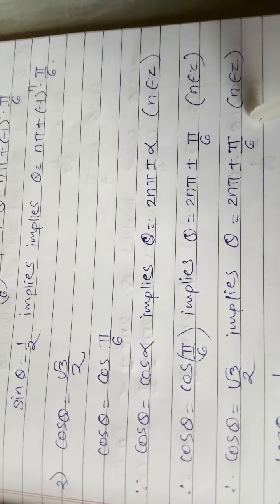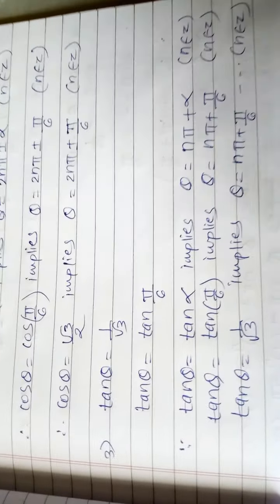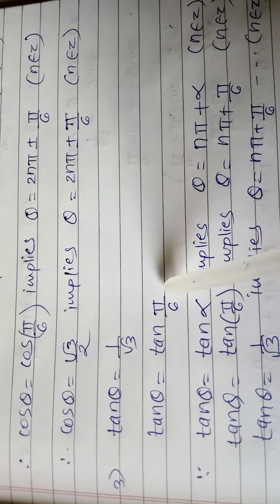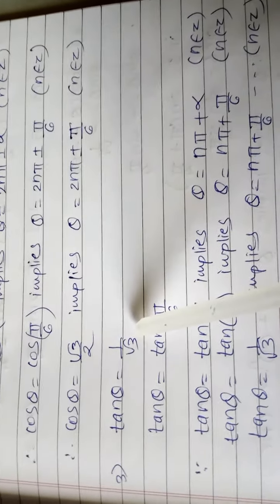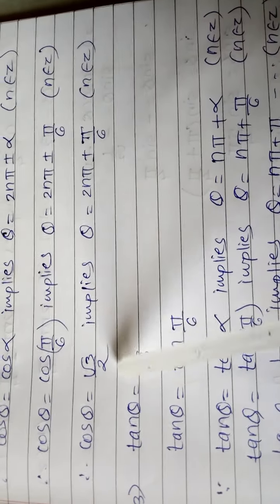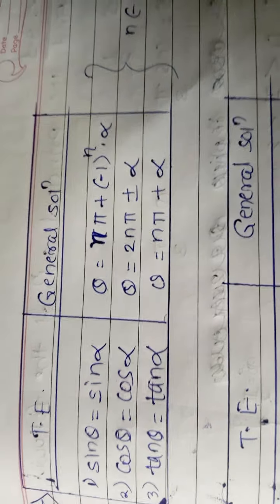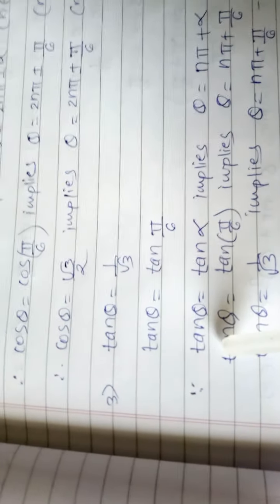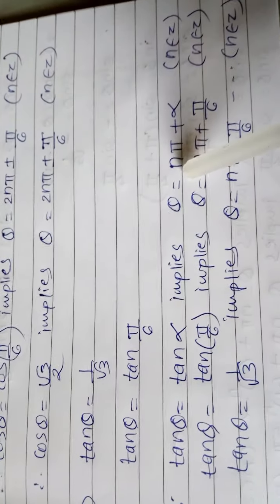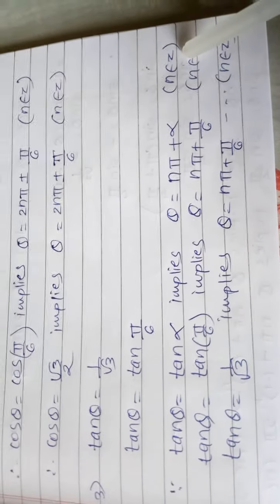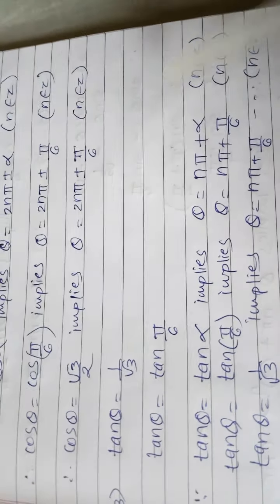Now the third example is of tan theta. So tan theta, again the value of pi by 6, means tan 30 is 1 upon root 3. So instead of writing 1 by root 3, we write here tan pi by 6. Now we have to compare this again with the table. So see the table, tan theta is equal to tan alpha, where the general solution of this one is theta is equal to n pi plus alpha. See here the value of alpha is plus. So tan theta is equal to tan alpha implies theta is equal to n pi plus alpha, n belongs to integer. Every time we have to write down this one.